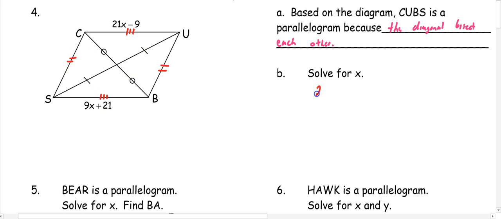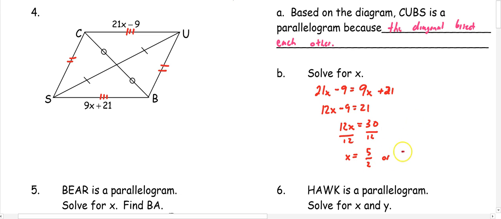So to solve for x, we would have 21x minus 9 equals 9x plus 21. In order to solve, I'm going to subtract 9x from both sides. So I get 12x minus 9 equals 21. I'm going to add 9 to both sides. So 12x equals 30. When I divide by 12, I know that this is not divisible, so I'm just going to reduce by taking 6 out of each. So x is 5 over 2, or we could say 2.5.